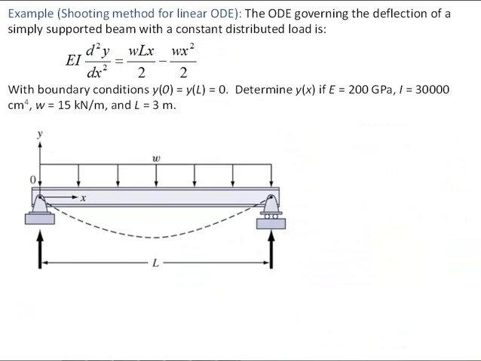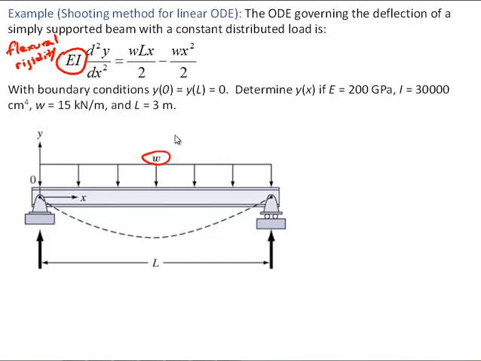So here's an example of the shooting method for a linear differential equation. The differential equation governing the deflection of a simply supported beam with a constant distributed load is as follows. EI is the flexural rigidity of the beam. That's Young's modulus times the moment of inertia of the cross section, if you've taken mechanics and materials. That constant times the second derivative of y with respect to x is equal to WLx over 2 minus Wx squared over 2, where W is the magnitude of that distributed load.